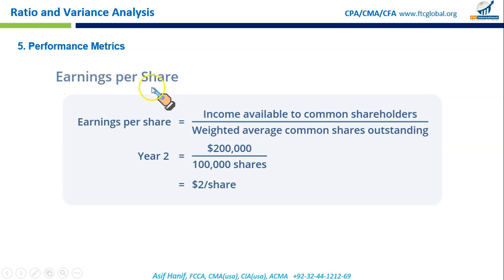Next, we have earning per share. It is calculated using this ratio. EPS is equal to income available to common shareholders divided by weighted average number of shares. We'll discuss this topic in detail in the coming lectures. So your income available to shareholders is $200,000 and weighted average number of shares. That's what basically it is measuring. It shows how much profit a company makes for each share of stock. It makes $2 per share.